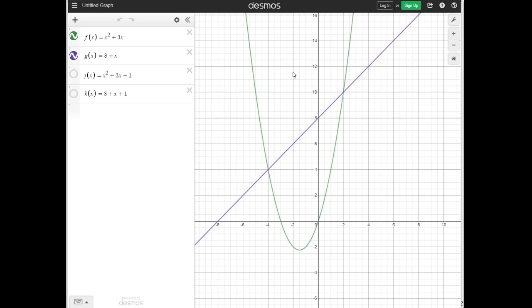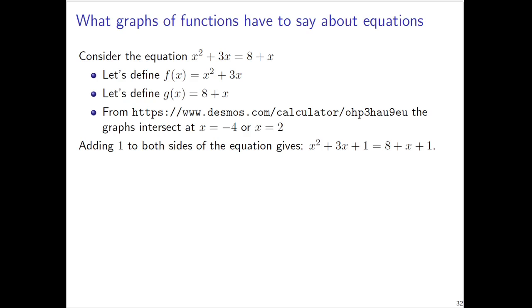Here it is. So there's what was the left side, and then in purple is the right side. And we see that these two will intersect at two x values. One of those is x equals -4, and the other is x equals 2. And so that's what we see here. From the picture, the graphs intersect at x equals -4 or x equals 2. Now, if you add 1 to both sides of the equation at the top, you're going to get x squared plus 3x plus 1 equals 8 plus x plus 1. Of course, we could have written that as 9 plus x. We'll just leave it like that.